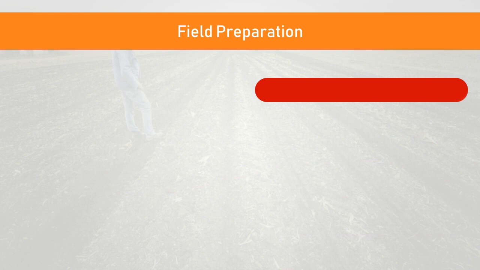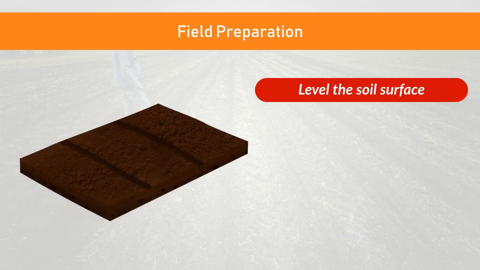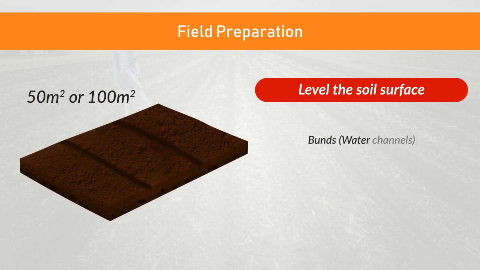Now the third step would be to level the soil surface and make drainage lines across the fields, just like you see here. Then you'll have to divide the land into plots of 50 square meters or 100 square meters and construct bunds to accumulate rainwater and also allow good drainage.